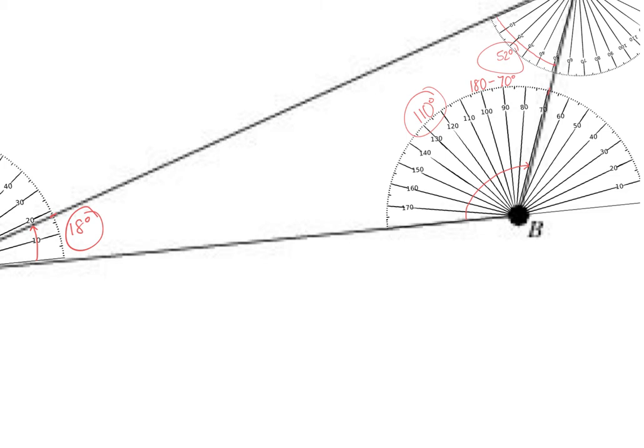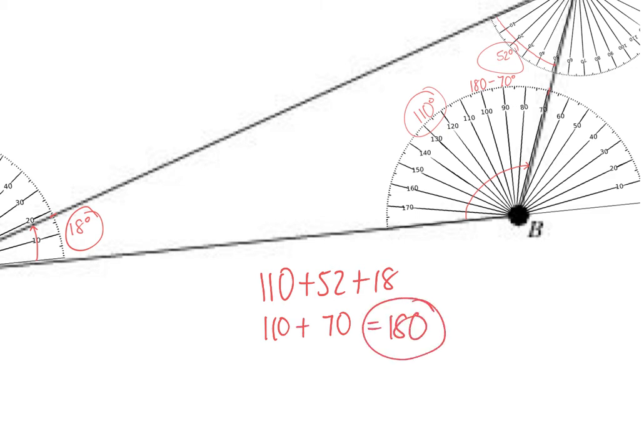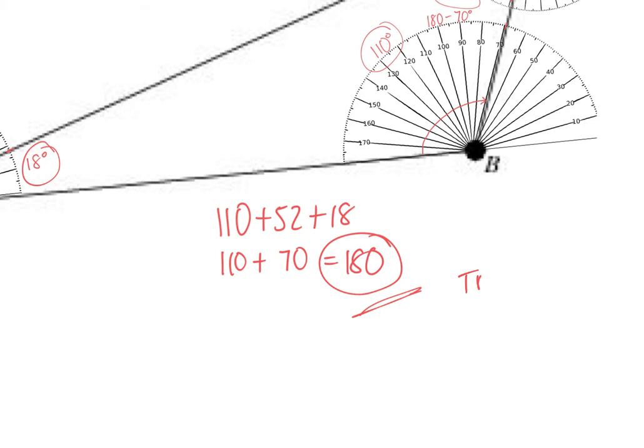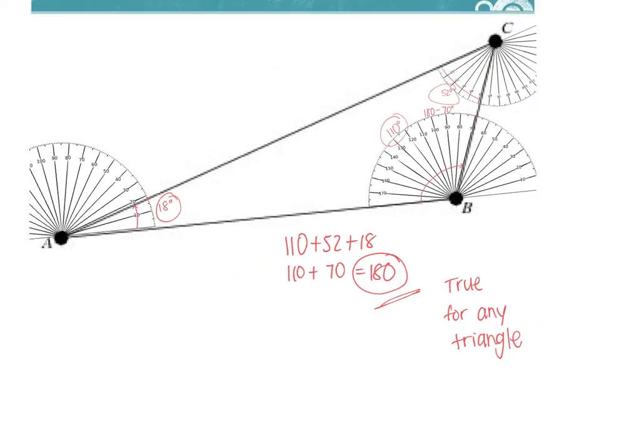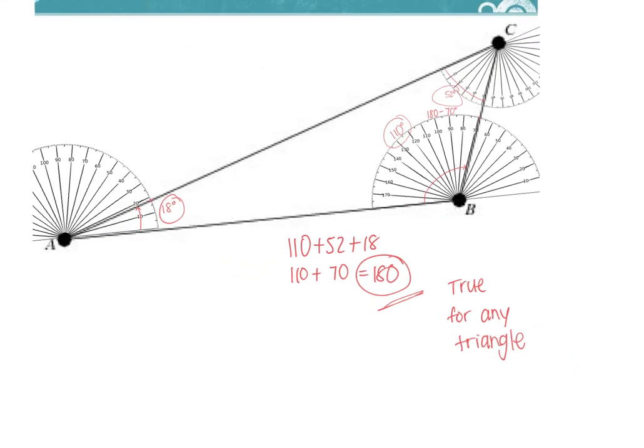I want you to add them together, okay? So 110 plus 52 plus 18. Well, 52 plus 18 is going to give me 70. 110 plus 70 is going to give me 180, okay? Now, that is true for any triangle. I want you to write that down. True for any triangle, okay? When you add those 3 angles together, you will always get 180 degrees, no matter what you do, okay?